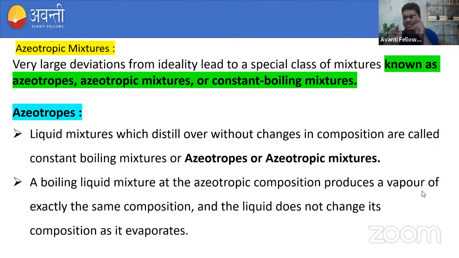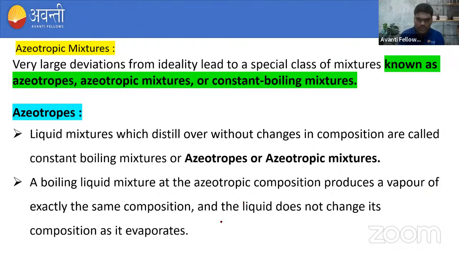So the most important thing to remember are 2 important points from this azeotropic mixture. First, they boil like a pure liquid and have a constant boiling point, just like a pure liquid, and their compositions are the same in both the liquid state and the vapor state, right? So these are the azeotropes.